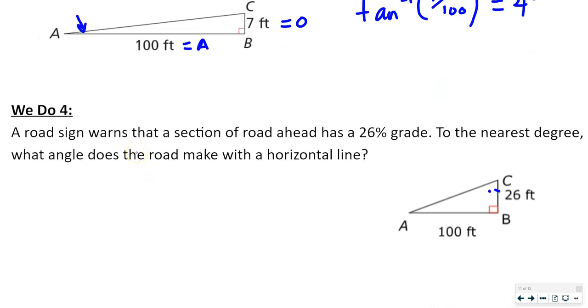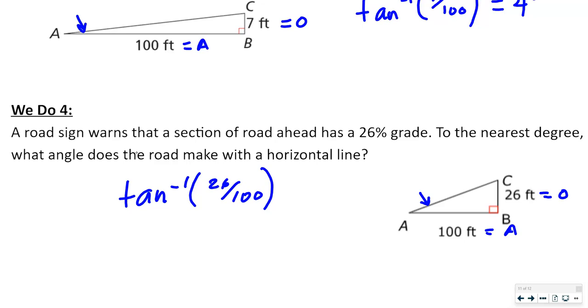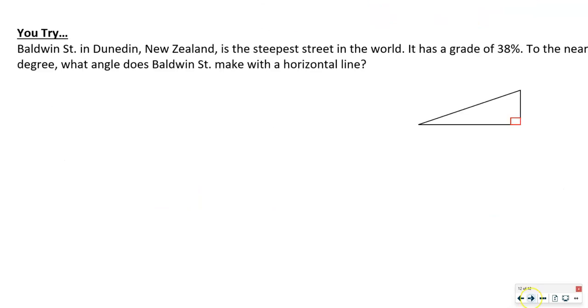Now this one's similar. This time it's only a 26-degree grade. Every one of these you're going to use tangent, because we're looking for that angle right there. Again, this is opposite, this is adjacent, so it's the inverse tangent of 26 over 100. I got 14.57, and it says round it to the nearest degree, so this was 15 degrees. Okay, one more.